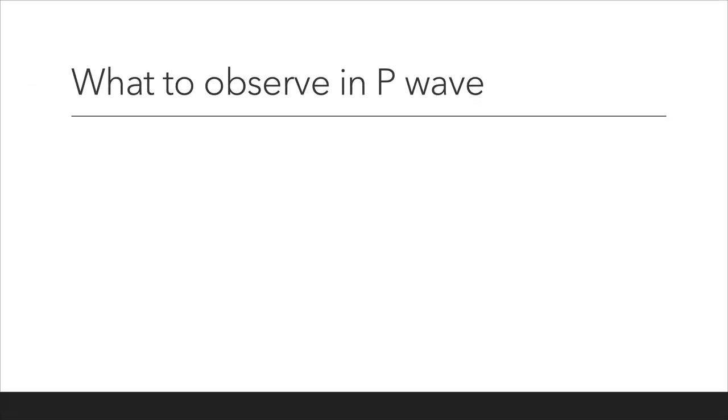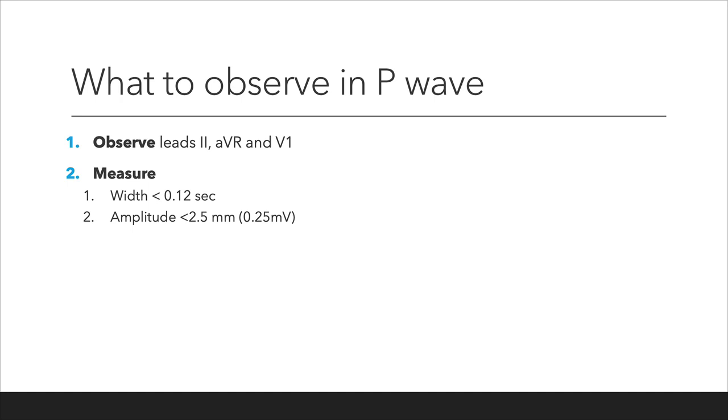Now what do we observe in the P wave? We're going to observe all the P waves, but we're going to pay special attention to leads 2, AVR and V1. We're going to measure the P wave width. Normally the width is less than 0.12 seconds and the amplitude is less than 2.5 millimeters. We're going to look for the pattern of the P wave.